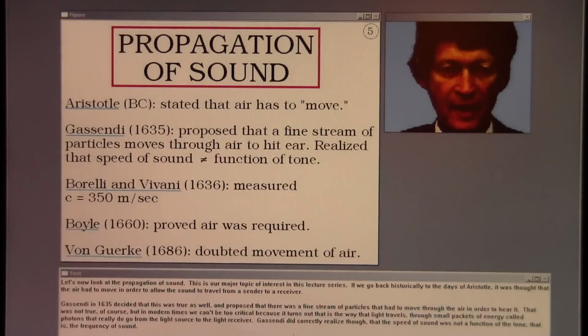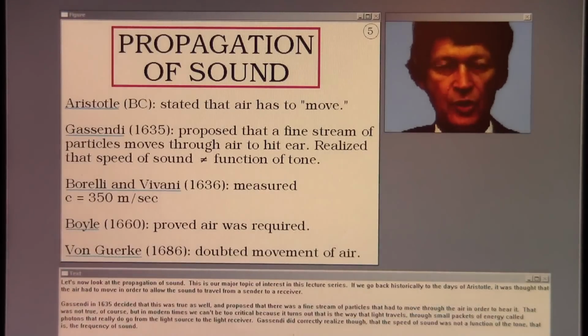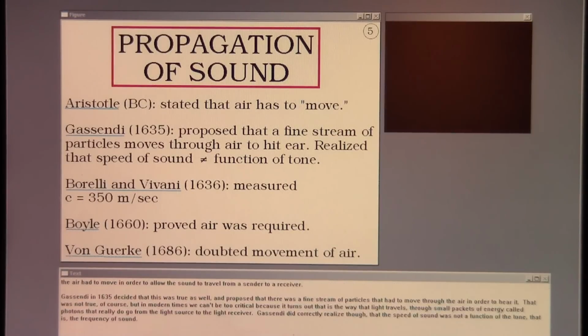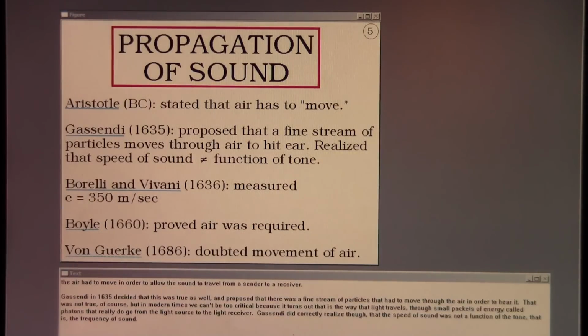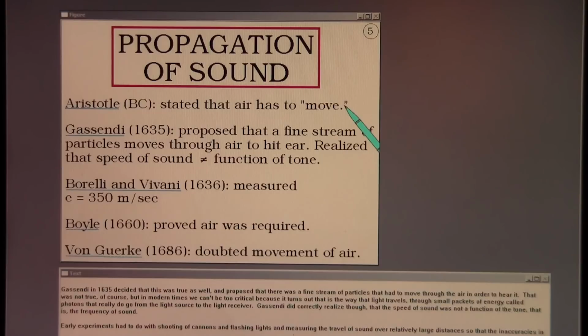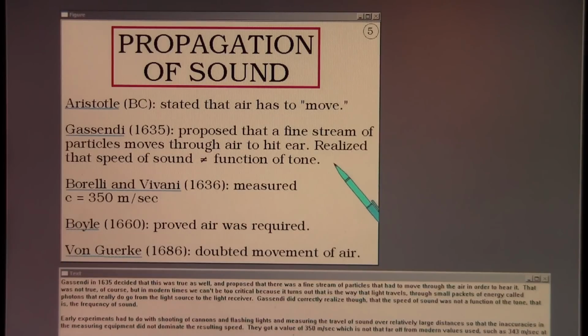Let's now look at the propagation of sound. This is our major topic of interest in this lecture series. If we go back historically to the days of Aristotle, it was thought that the air had to move in order to allow the sound to travel from a sender to a receiver. Gassendi in 1635 decided that this was true as well, and proposed that there was a fine stream of particles that had to move through the air in order to hear it.